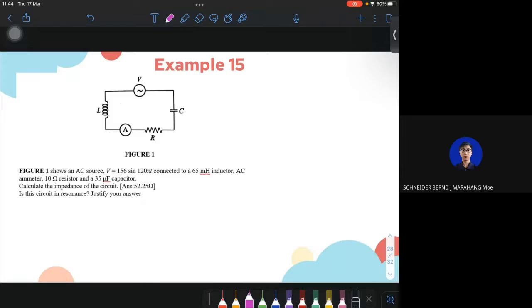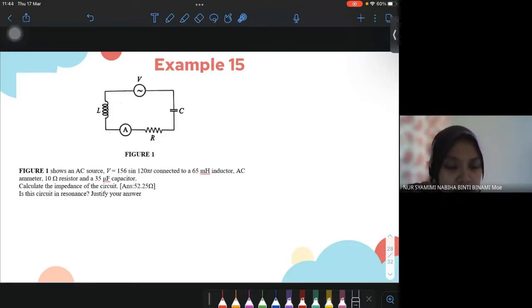Figure 1 shows an alternating current source V equals 156 sine 120 pi t connected to a 65 millihenry inductor, AC ammeter, 10 ohm resistor, and a 35 microfarad capacitor. Now calculate the impedance of the circuit. Is this circuit in resonance? Justify your answer. Right, thank you.